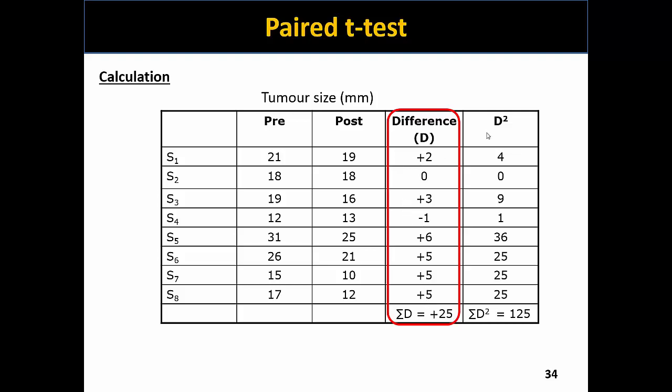The next step is to create another column to the right-hand side where we're going to take the value in the difference column and we're going to multiply it by itself. So we're going to get a squared value. And all these values are going to be positive values, even for the -1. So -1 times -1 is a positive one. So we do this horizontally for each participant. We then add up, once again, all the numbers vertically to yield a sum of the d squared values, the difference squared values, of 125.